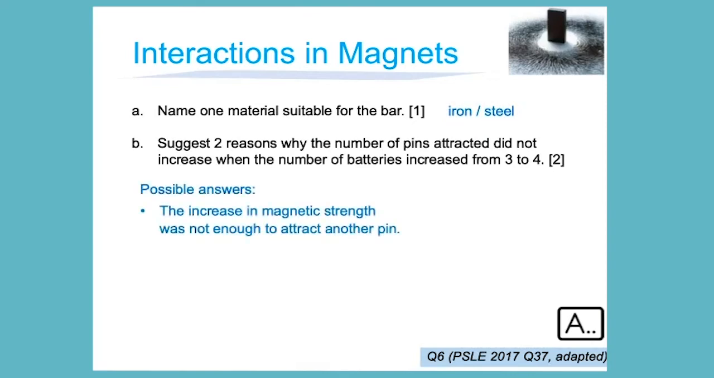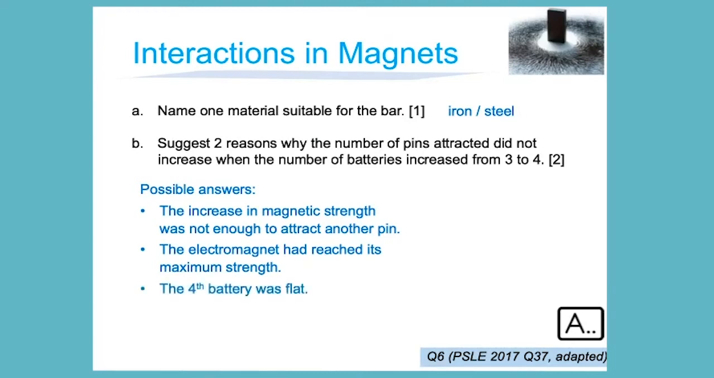The increase in magnetic strength was not enough to attract another pin. So with the additional battery, there would have been an increase in magnetic strength, but that magnetic strength is not strong enough to attract another pin. Maybe you need 2 batteries to attract 1 pin, for example. Or that the electromagnet had already reached its maximum strength. So even if I add more batteries or more coils around the bar, it may not give me additional magnetic strength. The 4th battery was flat, depleted, or you can say had no energy.